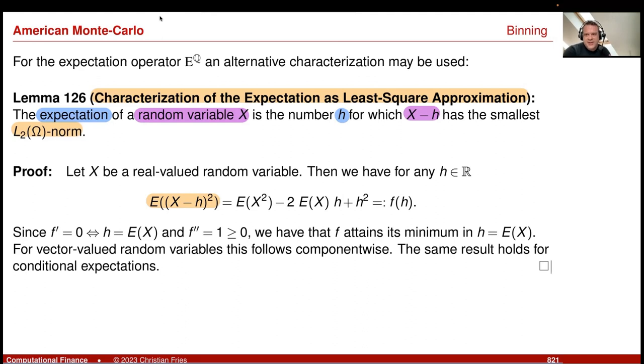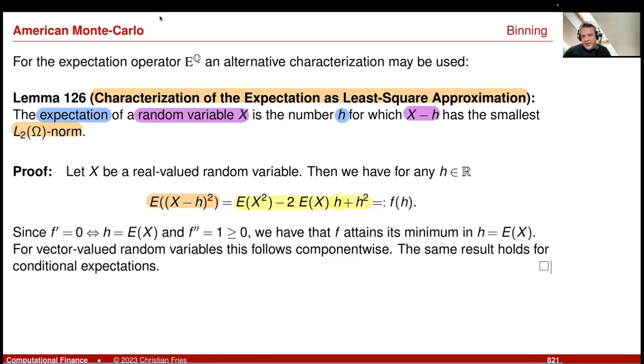You could also say it's x minus h times x minus h. So this is the expectation of x squared minus 2 times the expectation of x times h. You can move the h outside because that's a constant, plus h squared.